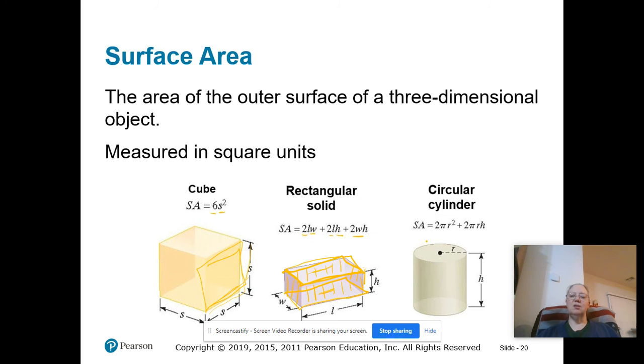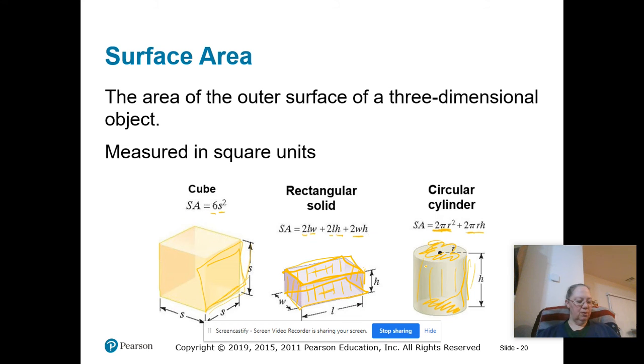With the circular cylinder, remember pi r squared is the area of a circle? That's the top. And then we also have a bottom that is the same. That's why we've got 2 of them, 2 pi r squareds. And then this represents, think of this as a can. This represents the walls of the can. All right?